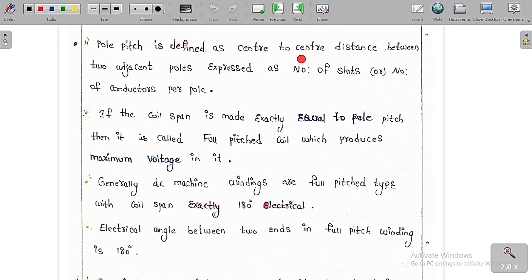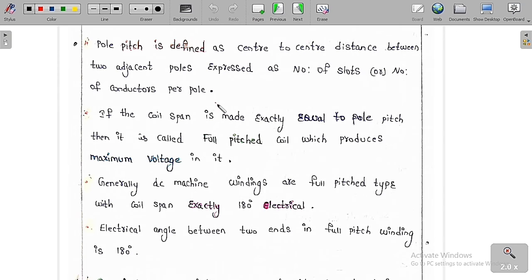Pole pitch is defined as the center to center distance between two adjacent poles, expressed as number of slots or number of conductors per pole. These things I have already told you. The pole pitch is basically the center to center distance between the two adjacent poles, which is expressed in number of slots or number of conductors per pole.